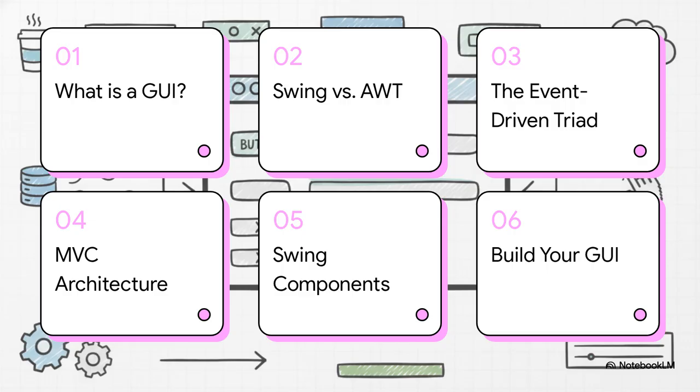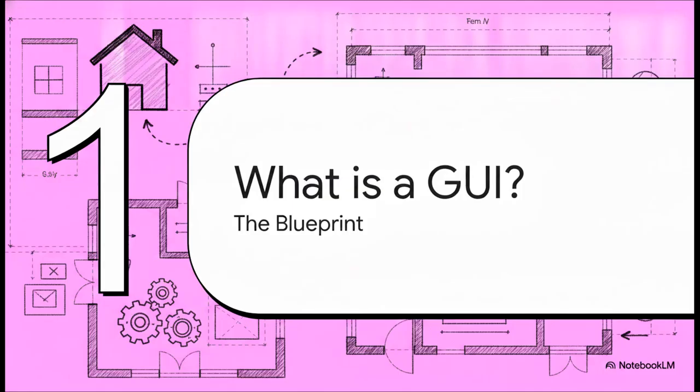Here's our roadmap for today. First, what is a GUI? Second, we'll look at the Swing versus AWT toolkits. Third, the event-driven triad. Fourth, we'll go inside the MVC architecture. Fifth, the building blocks, Swing components. And finally, number 6, how to actually build your GUI. Let's jump in. Section 1.